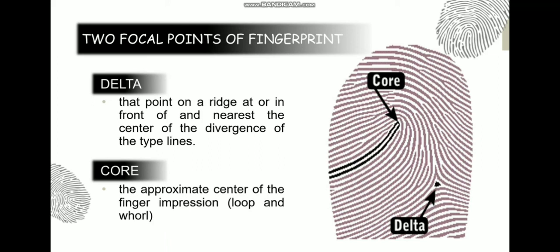So the next is the two focal points of fingerprint patterns, which is the delta and core. Delta is the point of ridge at or in front of the nearest the center of the divergence of the type line. So the core is the approximate center of the fingerprint impression. So based sa illustration, makita ang two focal points where na-locate silang duha.